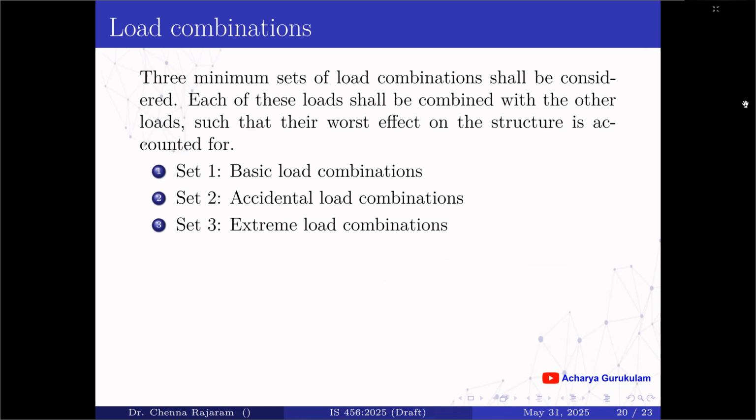Set 1, basic load combinations. Set 2, accidental load combinations. Under accidental load combinations, blast and fire loads will come. Set 3, extreme load combinations. Under these extreme load combinations, earthquake loads will come.